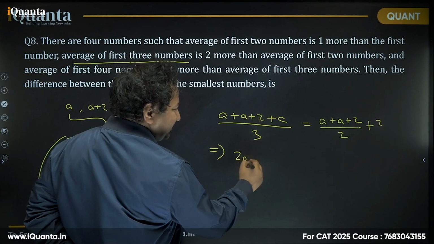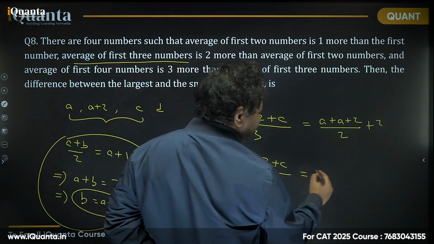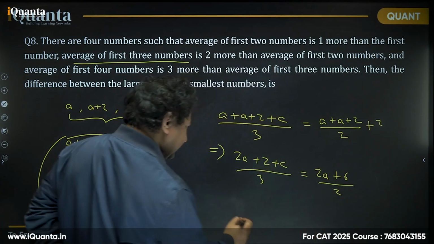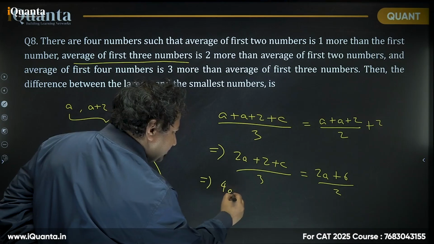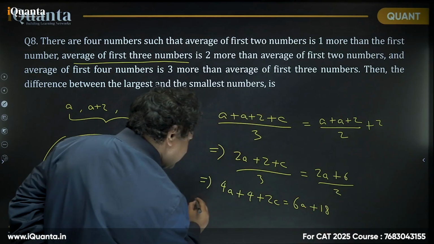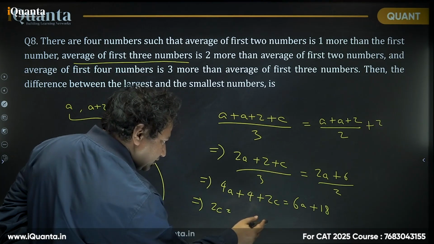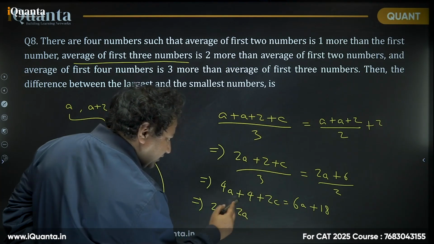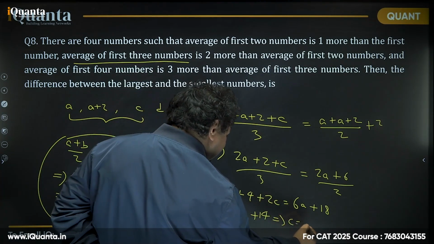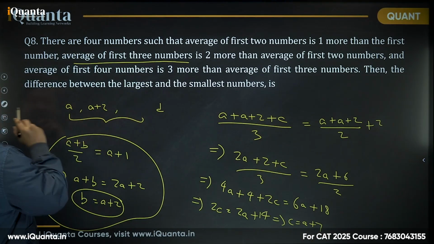Right. So this is an interesting question. We just need to keep on solving until we get the answer. This will be 2A, 2 to the 4, 2A plus 6 upon 2. Nice. So we have 4A plus 4 plus 2C is 6A plus 18. So what do we have now? 2C is equal to 4A goes there, we have 2A, and 4 goes there, so we have plus 14, right? Which means the value of C will be A plus 7. Dividing by 2, we get A plus 7. So the value of C is A plus 7.